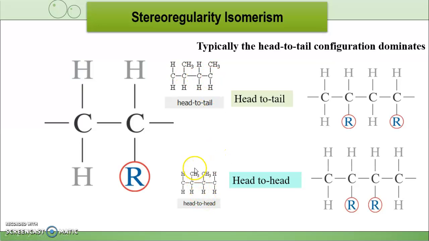For head-to-head, CH3 is placed next to the CH3. So the usual arrangement is head to tail, with the pendant group on every other carbon atom in the chain.